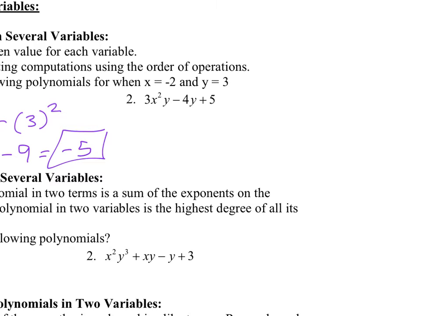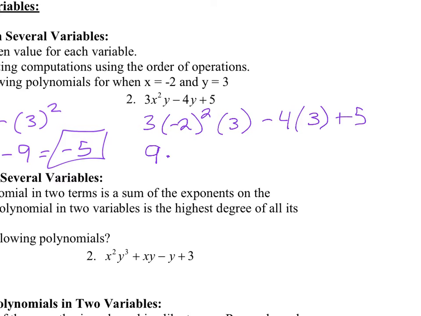On this one, 3 times negative 2 squared, 3 minus 4 times 3 plus 5. 3 times 3 is 9, so I have 9 times negative 2 squared, which is 4, minus 4 times 3 is 12, plus 5. 9 times 4 is 36. Negative 12 and 5 is a negative 7. So I get a 29.